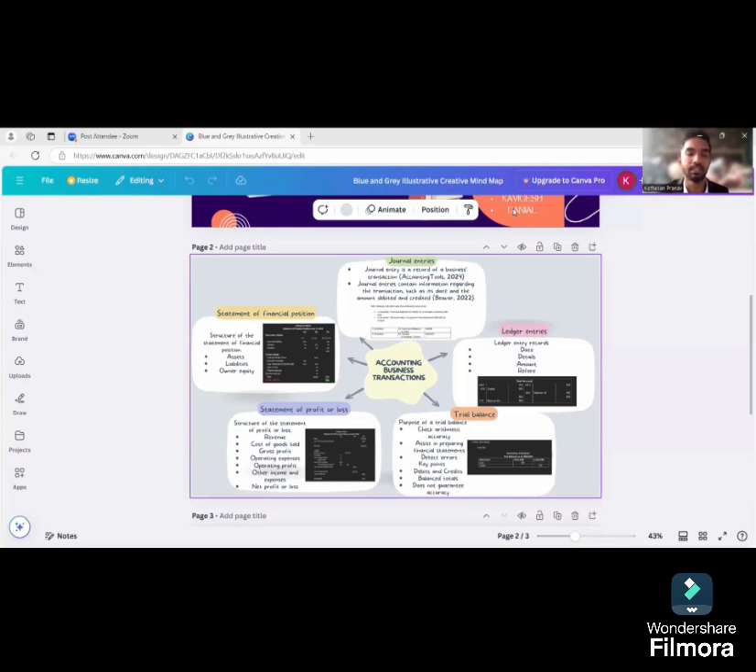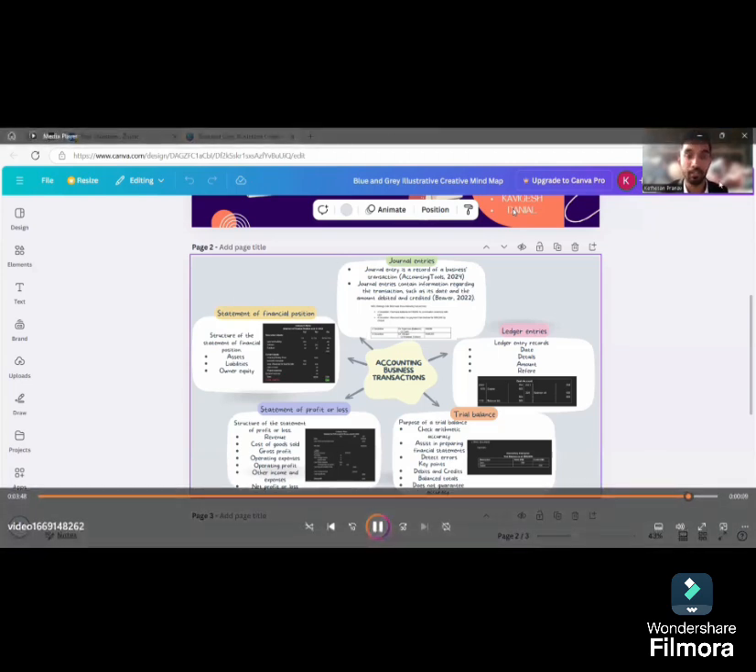sustainability of a business. The structure of the statement of profit or loss are the revenue, cost of goods sold, gross profit, operating expenses, operating profit, other income and expenses like which I mentioned just now, and net profit or loss. That's all for my part.